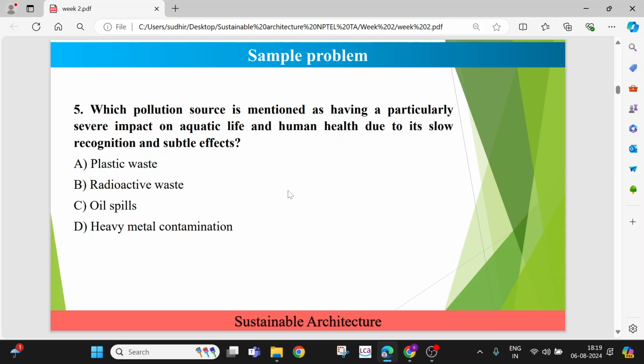So, as these metals enter the food chain and accumulate in the organism over time, it is not a fast recognition, or the effect can be seen with time. That's why option D will be the correct answer for this question. So all of you are fine with option D for question number 5. So can we move to question number 6?